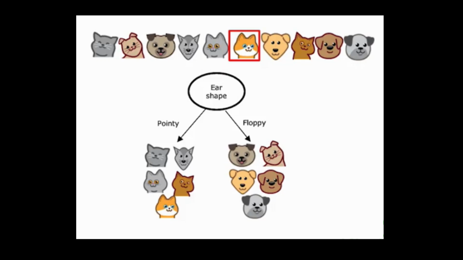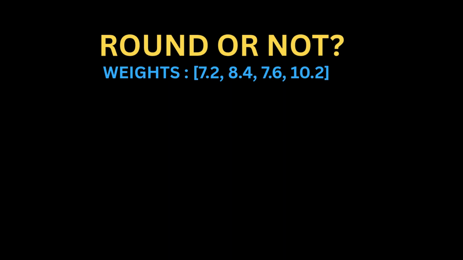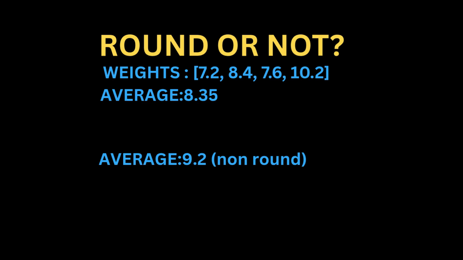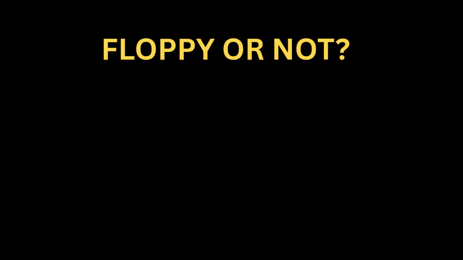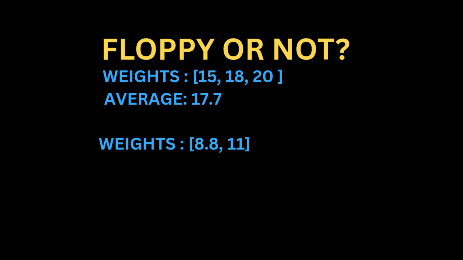Now we continue splitting each group separately. For the pointy-eared cats, the best next question is face shape, round or not. For round faces, the average weight is 8.35. For not round, there is just one cat weighing 9.2, so the average is 9.2. For the floppy-eared cats, we again split on face shape. For round, the average is 17.7, and for not round, it is 9.9.